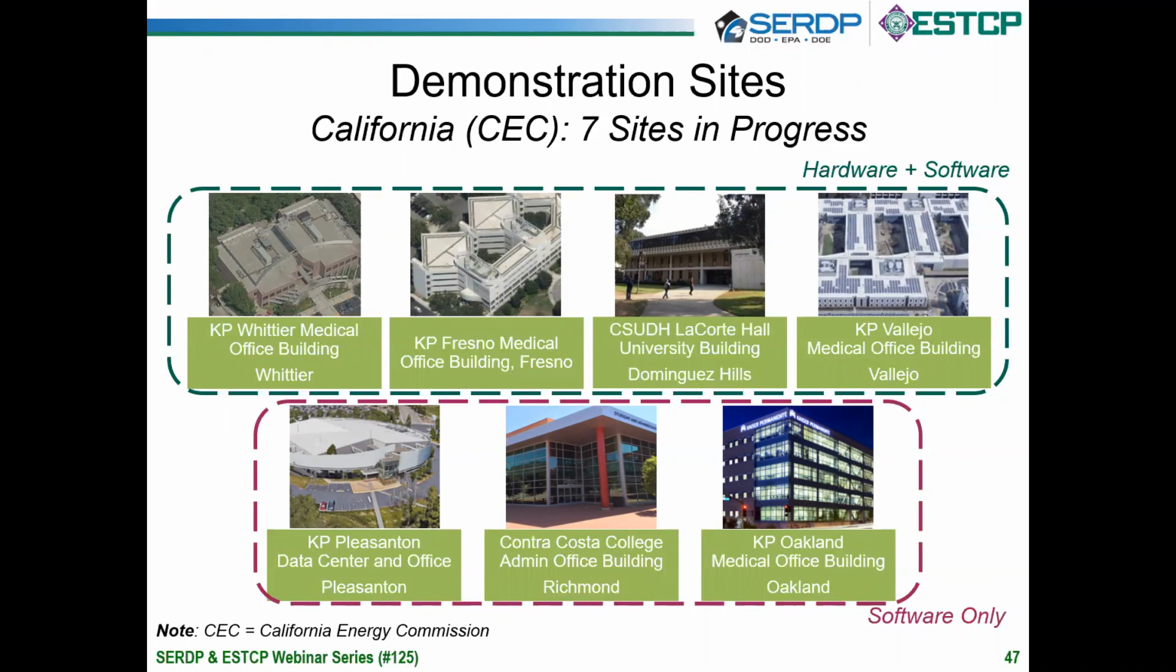Across the top there, circled in green, are the 4 sites that will be the full retrofit of hardware plus software, hardware plus Guideline 36 sequences. And then the 3 sites across the bottom are the 3 software only or sequences only.